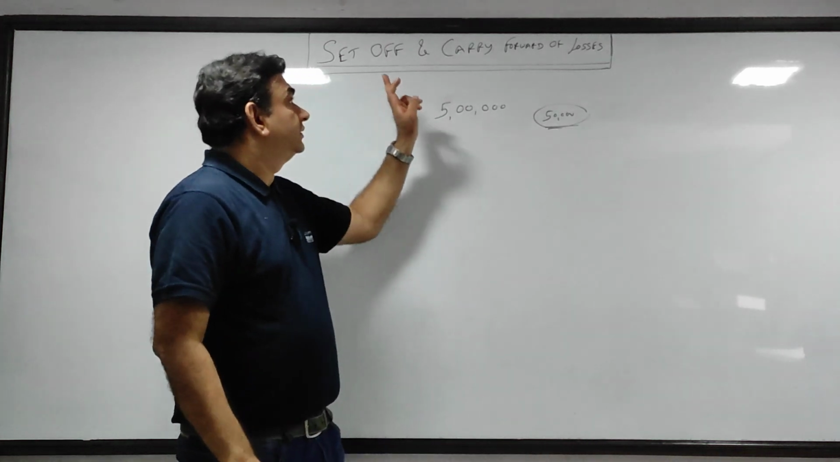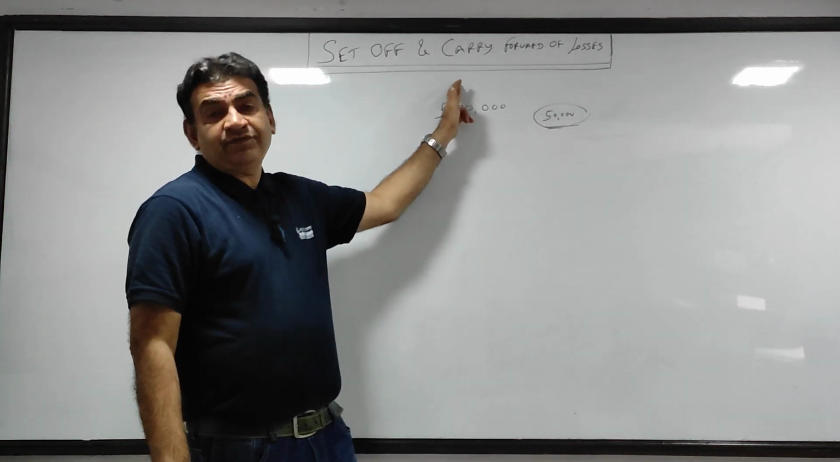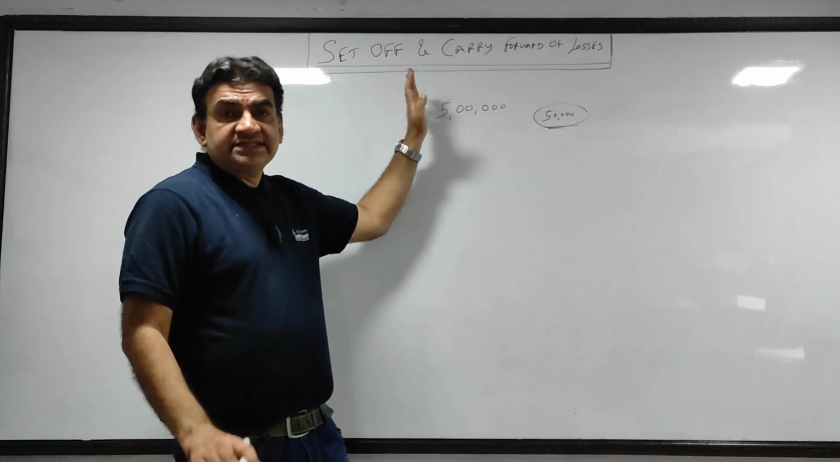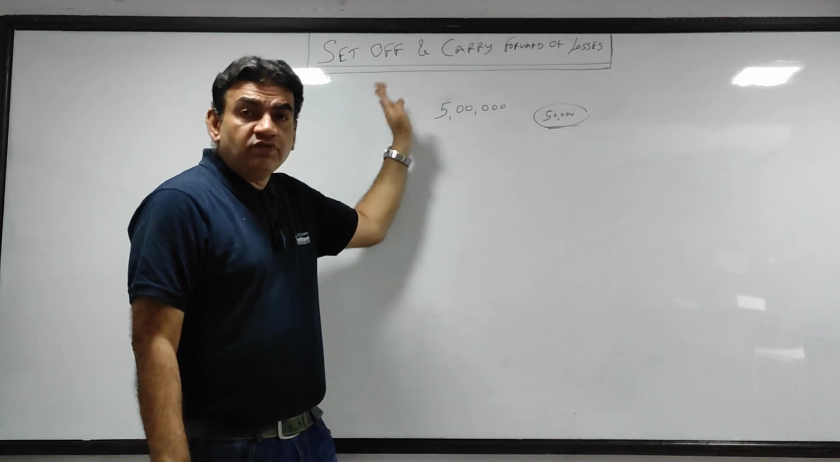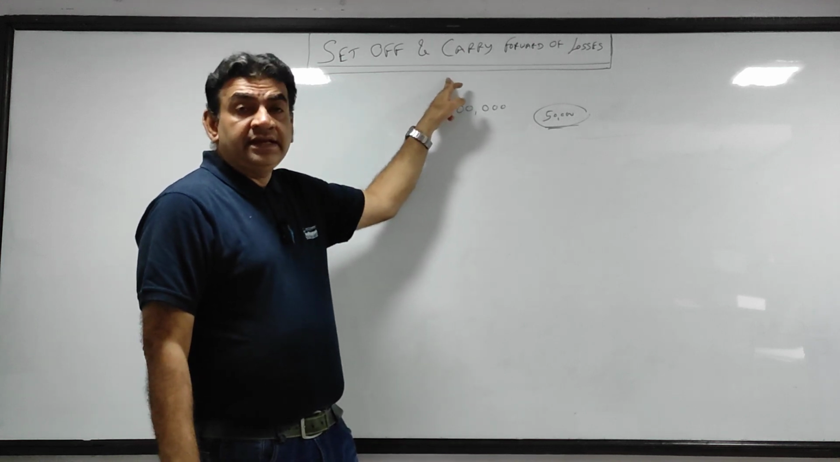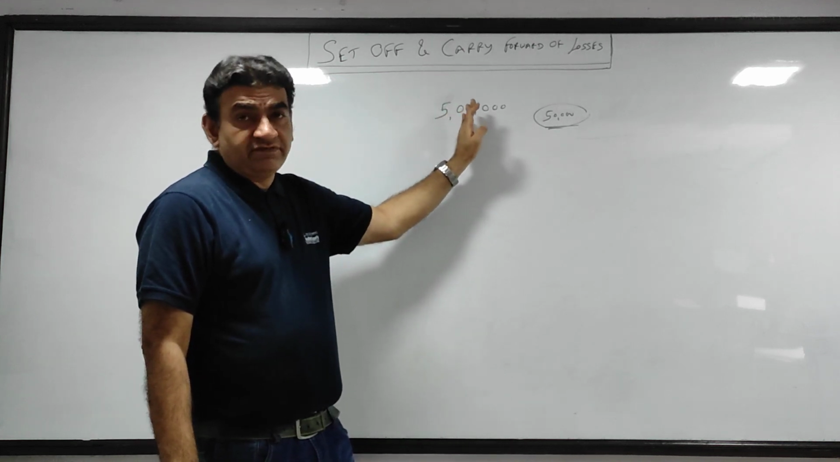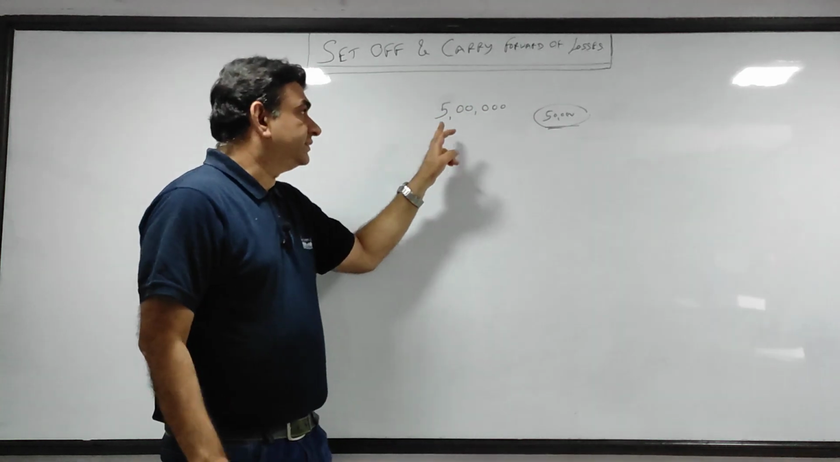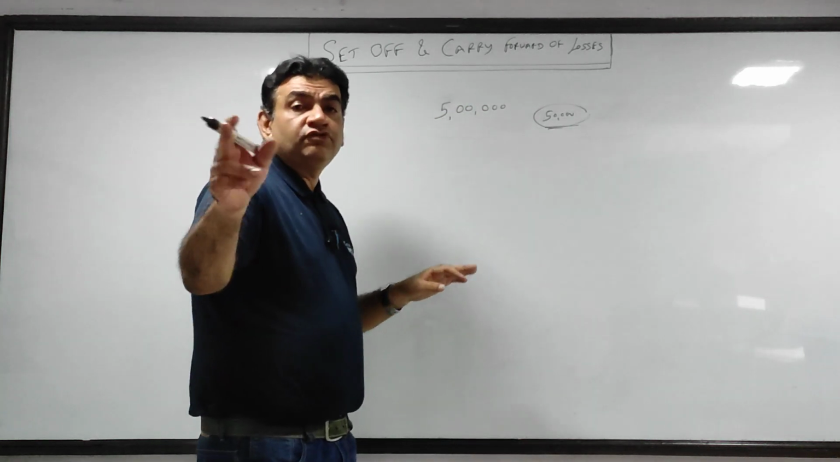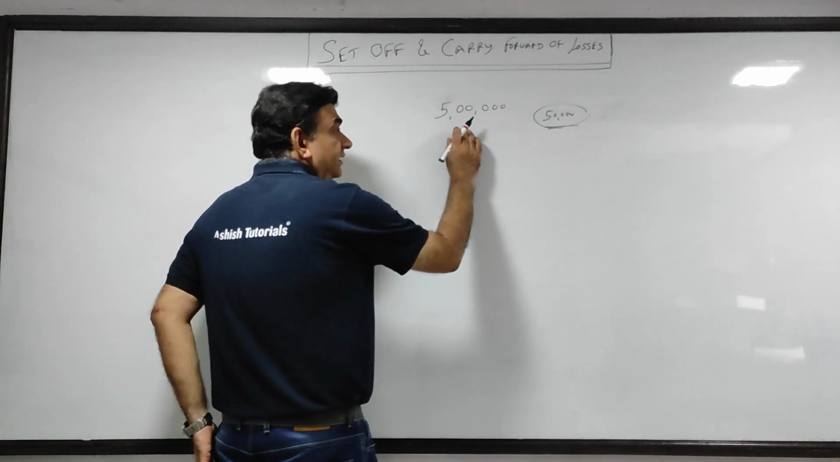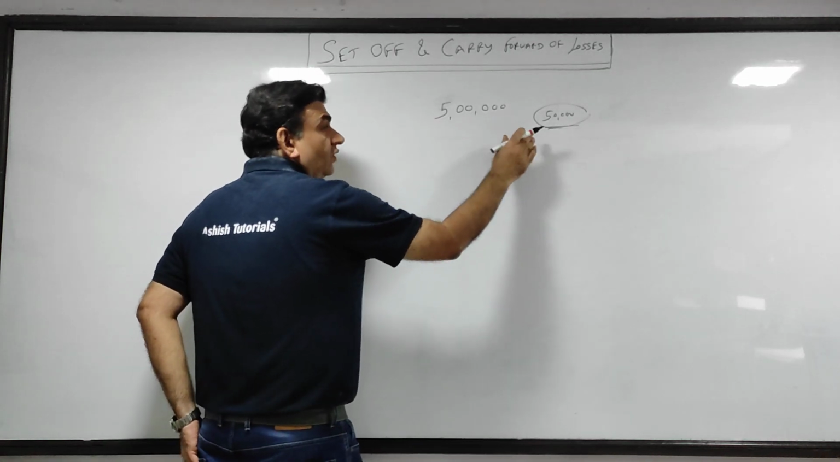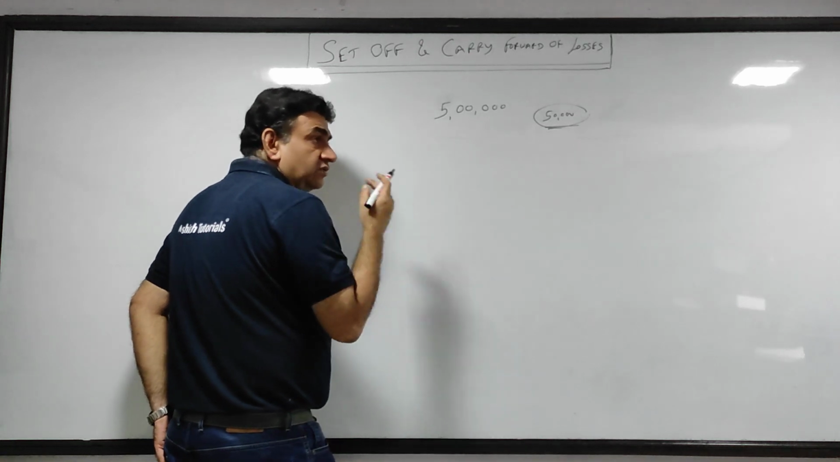Now, set off and carry forward. First, let's see what is set off. After explaining what is set off, then I get into the second part, that is carry forward. Now see guys, in this example, the assessee, that means the person who is earning the income, has earned a taxable amount of 5 lakh, and on that he has paid tax 50,000.